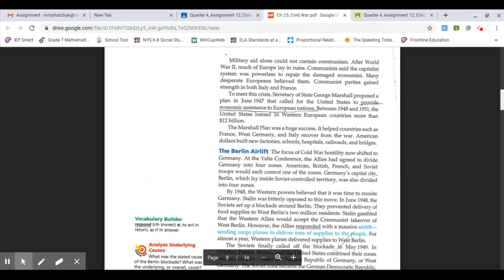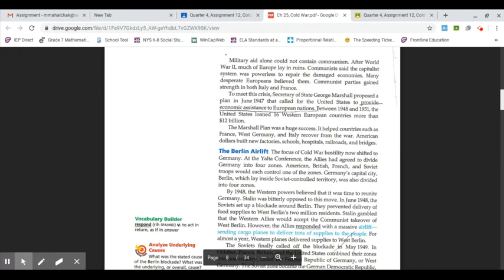After World War II, much of Europe lay in ruins. Communists said the capitalist system was powerless to repair the damaged economies. Many desperate Europeans believed them. Communist parties gained strength in both Italy and France. To meet this crisis, Secretary of State George Marshall proposed a plan in June 1947 that called for the United States to provide economic assistance to European nations.